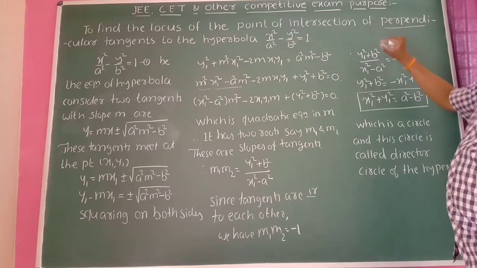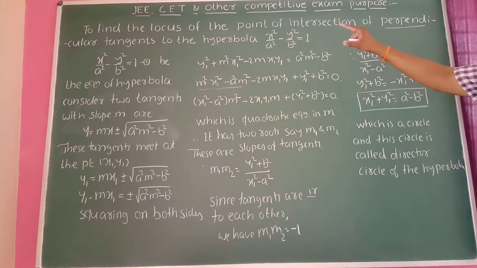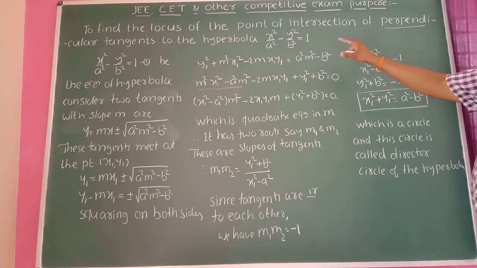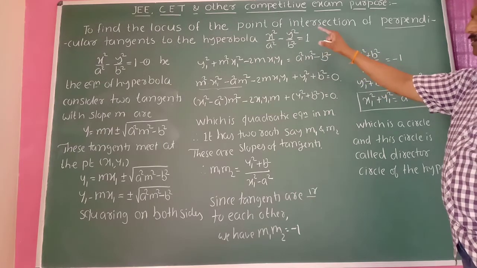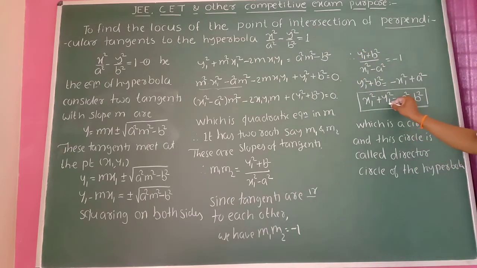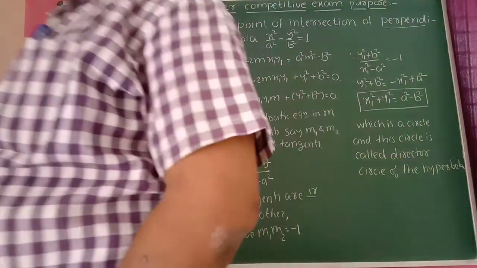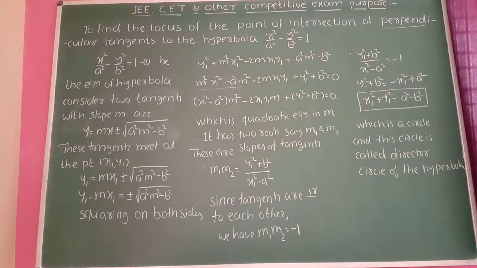Especially this statement is important here. To find the locus of the point of intersection of the perpendicular tangents to the hyperbola x square by a square minus y square by b square is equal to 1, this equation is the result. This is an important result. Again, the derivation is not important for the JEE examination. Only that equation is important. Remember it.